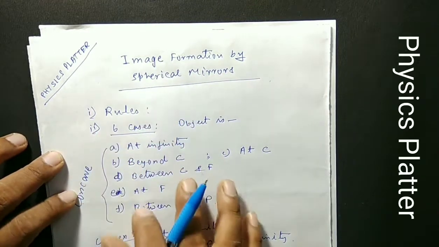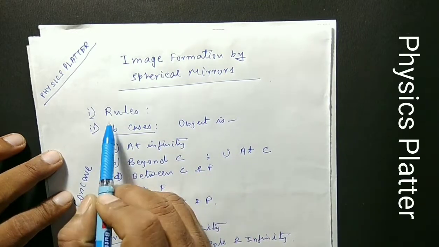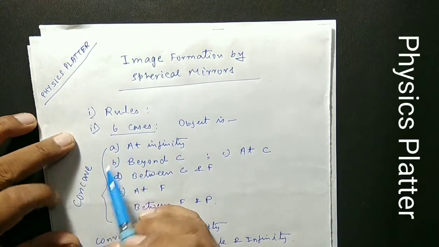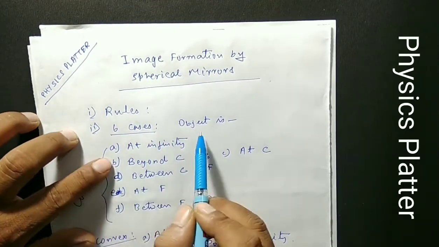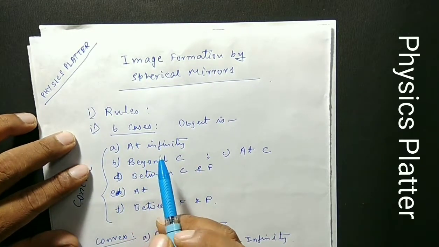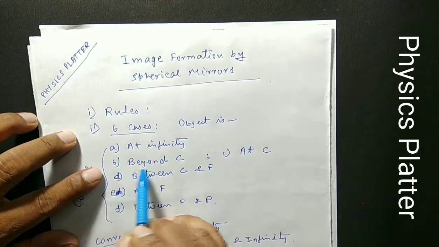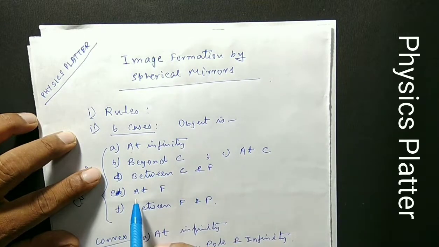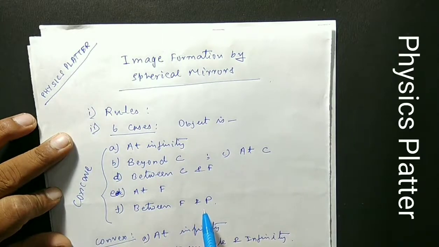So this video is going to be a little bit longer than my other videos because we are going to talk about the rules first, and then we will talk about 6 cases for a concave mirror. That means we will keep the object at 6 different places and then find out where the image forms, and the 6 places are at infinity, beyond C, at C, between C and F, at F, and between F and P.